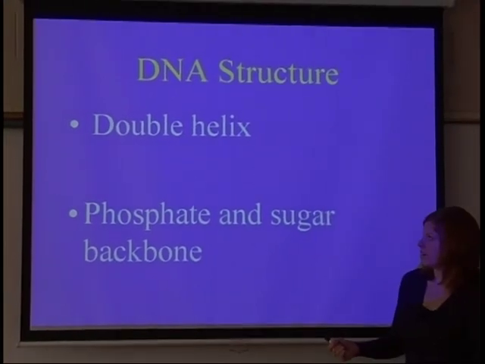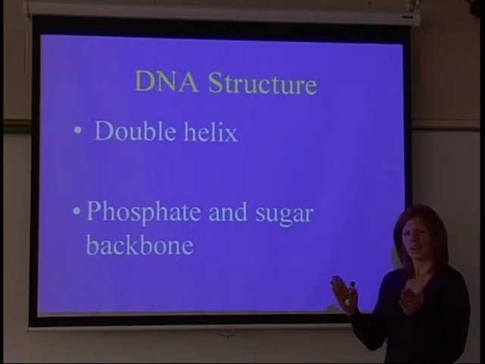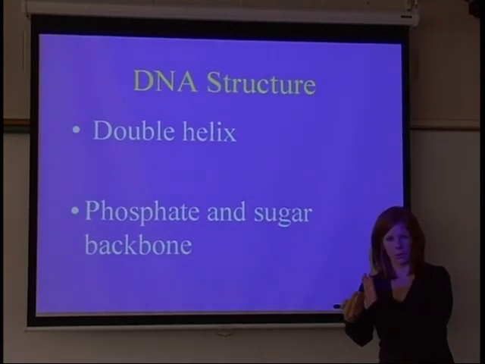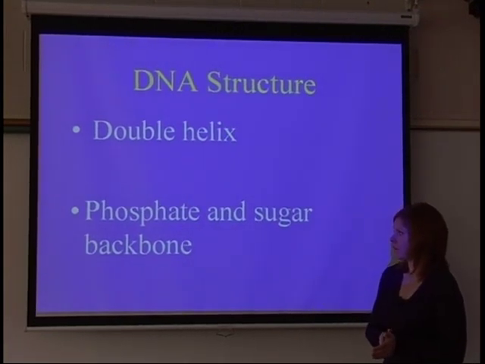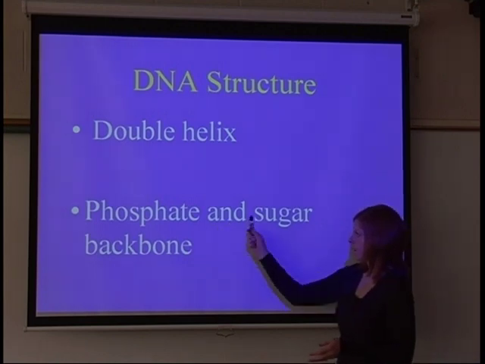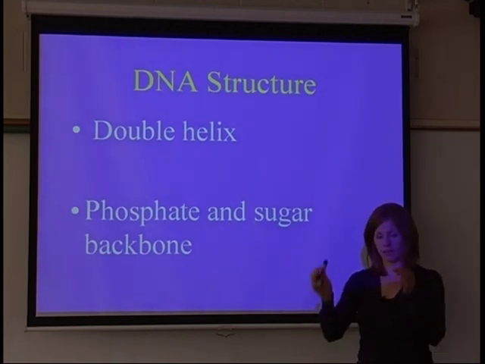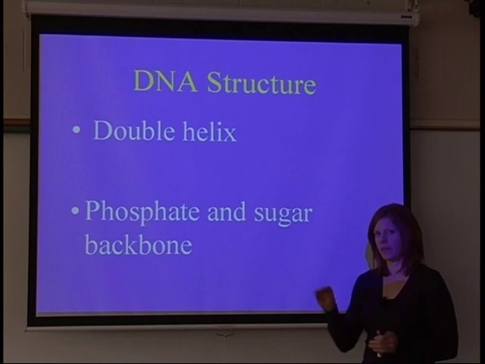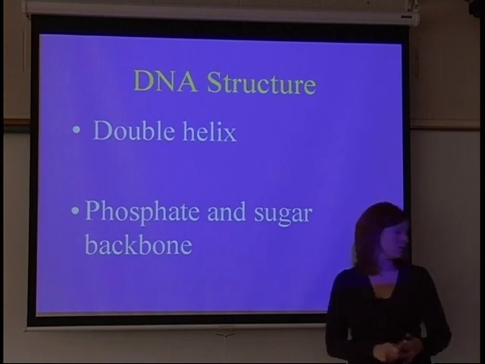The structure is called a double helix, which really is kind of taking a ladder and twisting it, is what the molecule will look like. The phosphates and the sugars are like the sides of the ladder, and the nitrogen bases will be like the rungs of the ladder.